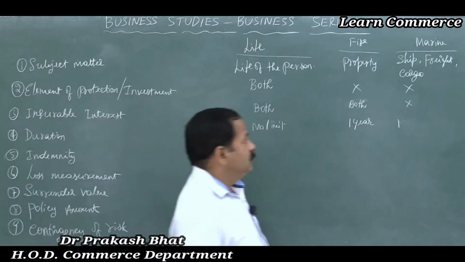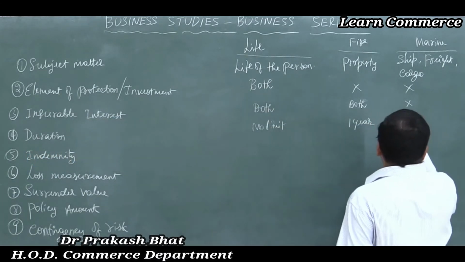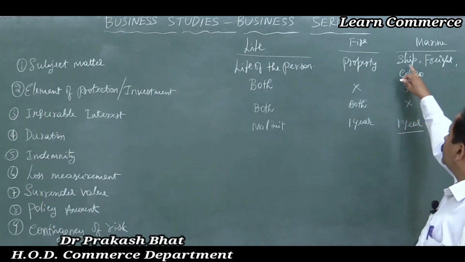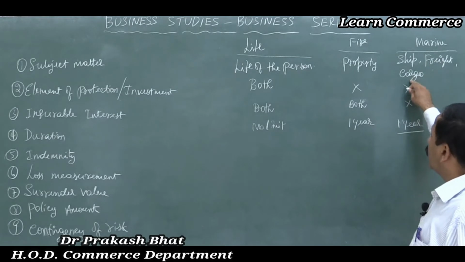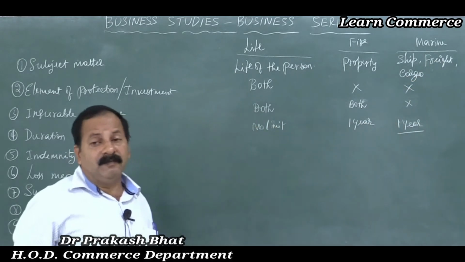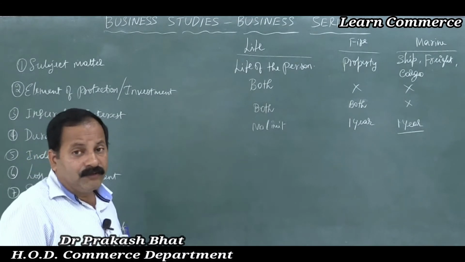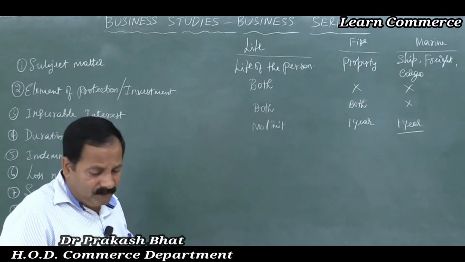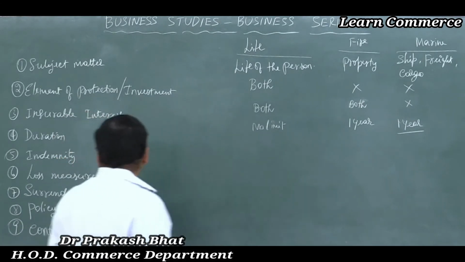So a maximum of 1 year policy will be given, for each of the ship or freight or cargo, depending upon the type of insurance policy taken, the risk will be covered. The insurance company will compensate, but not beyond 1 year, maximum of 1 year. Clear? So that is about the next point.